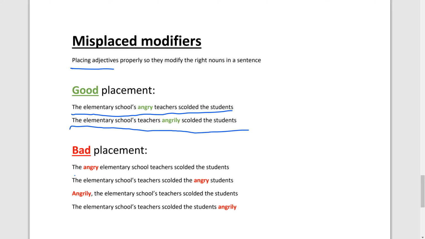But if you put angry before elementary school, then it makes it seem as if the elementary school itself is angry, because you're putting this right here. This is a modifier. It's an adjective. You want to put it as close as possible to the actual thing that it's modifying. But right here, we put it as close as possible to the elementary school. That kind of twists the meaning a little bit. We don't really know what's going on. So that's a case of something that does not work.